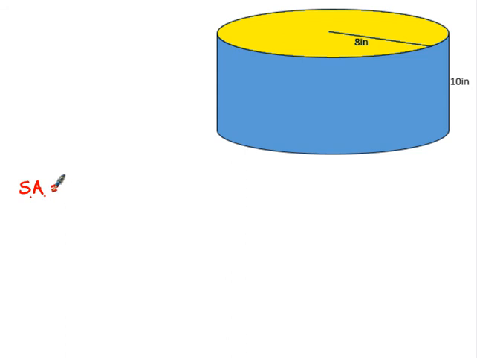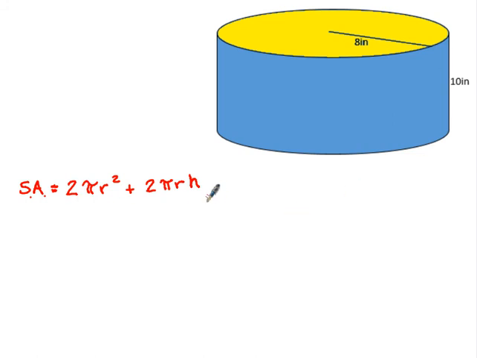Surface area of a cylinder is going to equal 2 pi r squared, and r represents the radius of the top of the cylinder, plus 2 pi r h. And again, r in this case represents the radius, the h represents the height of the cylinder.